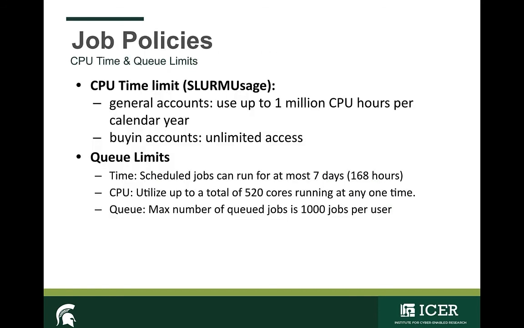So a couple other things you need to know about running your job on HPC. There is a CPU time limit for general accounts. Buy-in accounts have unlimited access, but general accounts are limited to 1 million CPU hours per calendar year. Queue limits apply to general accounts, once again, but not to buy-in accounts. So you can schedule your job to run at most 7 days or 168 hours, and you can utilize at any one time 520 cores. You can queue up to 1,000 jobs and have those jobs waiting in the queue.